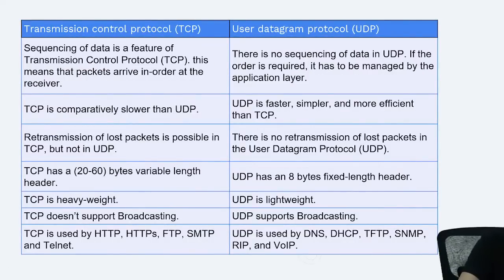Here you can see the difference. TCP is comparatively slower, and TCP uses protocols. Most of the time they ask questions about the protocols: what are the protocols under TCP and what are the protocols under UDP?